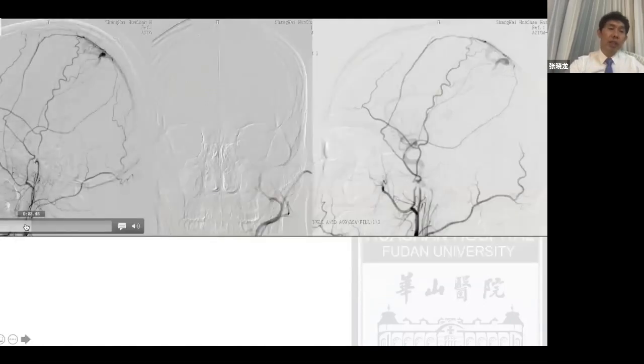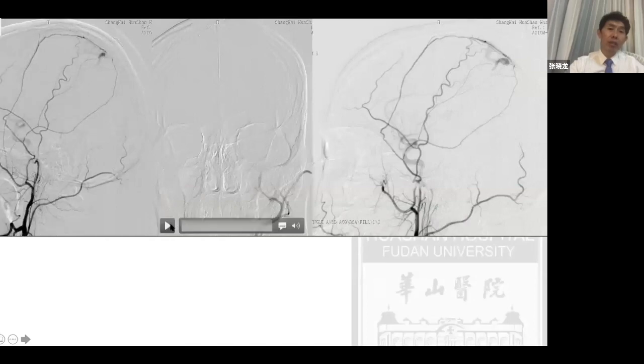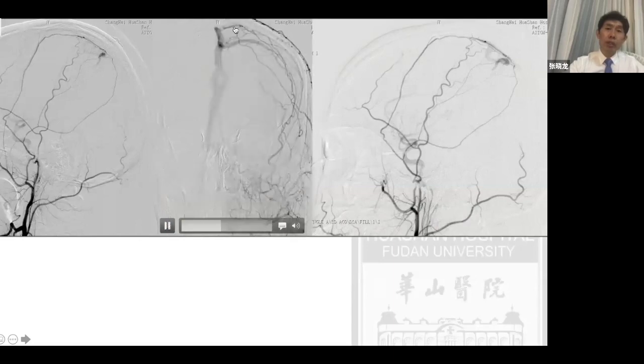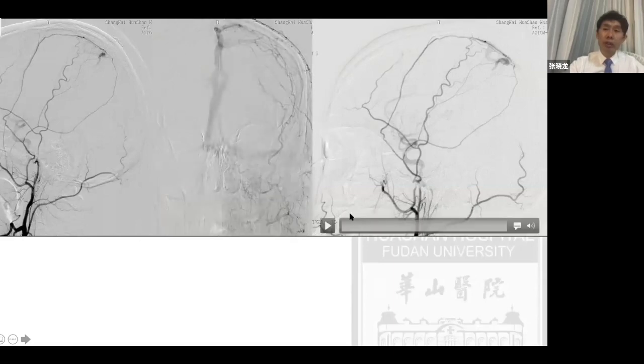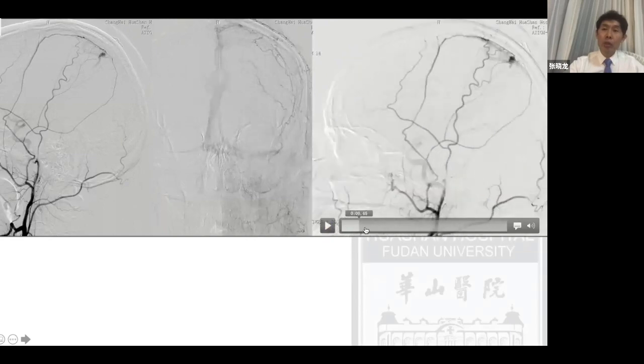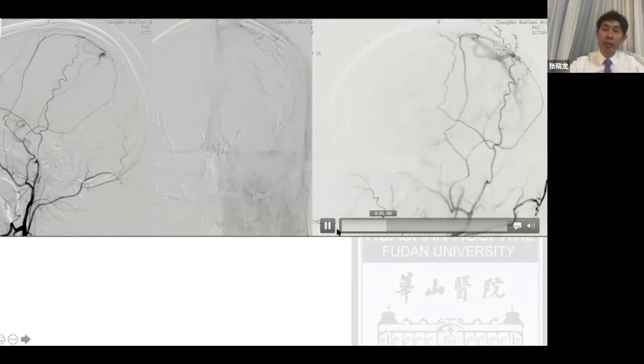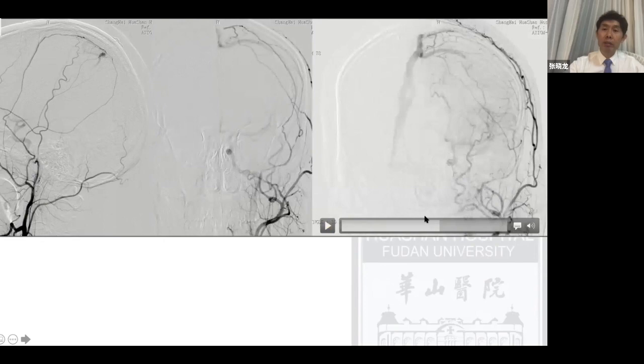The left ECA angiography shows the fistula was here. AP view, the fistula was here. The rotation can clearly show where the fistula is located.